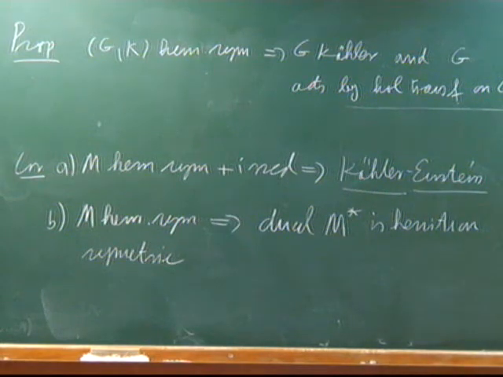So among Kähler metrics, the ones which are Kähler-Einstein are the most important ones. It's an important question which Kähler manifolds admit Einstein metrics. And some of the simplest examples of Kähler-Einstein metrics are indeed these symmetric spaces. We'll see some examples in a minute.